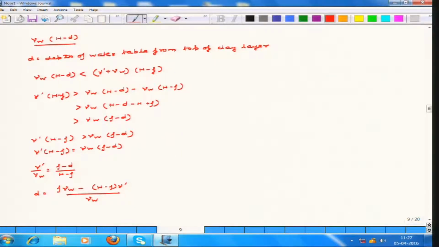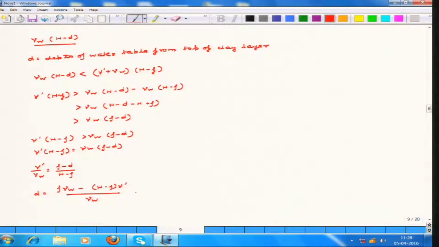Now, for the excavation to be stable, gamma W into H minus D, the water pressure from the top, must be less than the weight of the clay layer above. That is what we have considered, and we come to the conclusion that failure conditions will occur only if D is equal to F minus H minus F into gamma dash by gamma W.